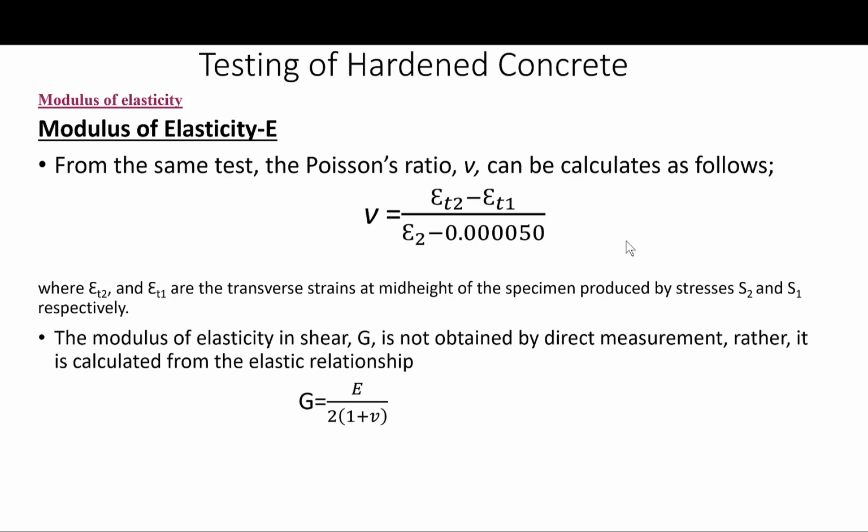Also, we can calculate the modulus of elasticity in shear, G. We cannot obtain this value by direct measurement, but we can calculate it from this relationship, as you can see, which is the shear modulus equals the elastic modulus divided by 2 times 1 plus the Poisson's ratio.